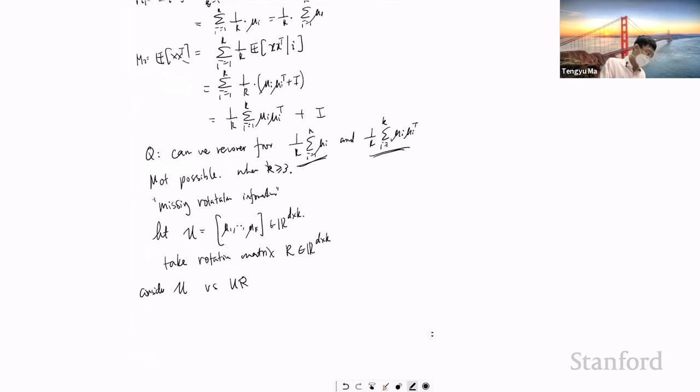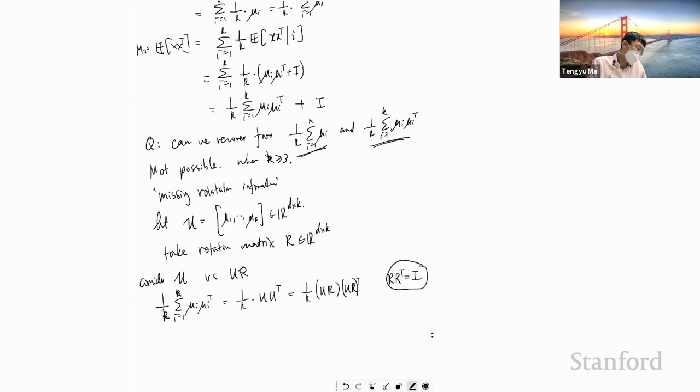First, if you look at the average of the outer products mu_i mu_i transpose, this is 1 over k times U U transpose in our simplified notation. And this equals 1 over k times UR (UR) transpose. It's just because R R transpose equals identity. That's the definition of a rotation matrix.